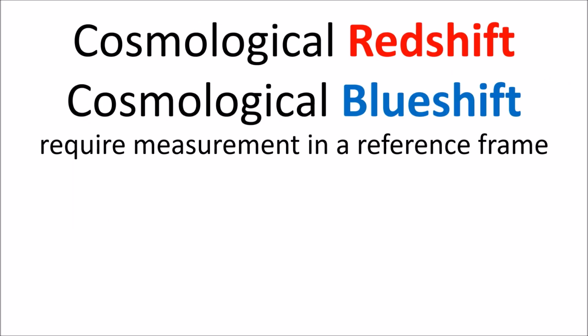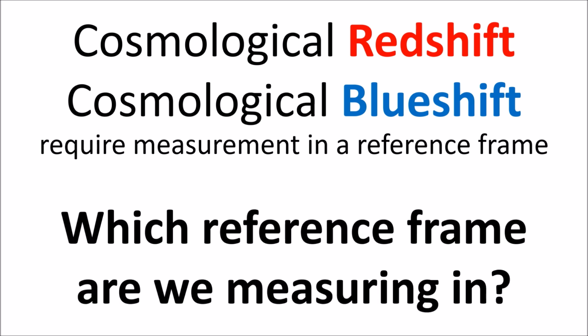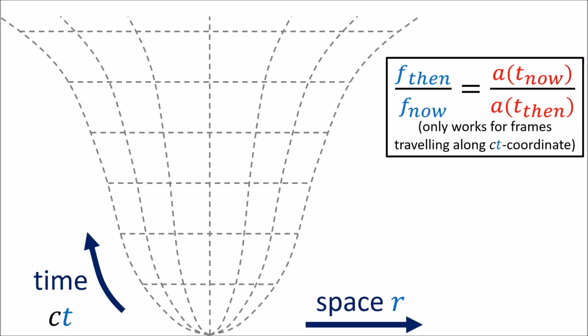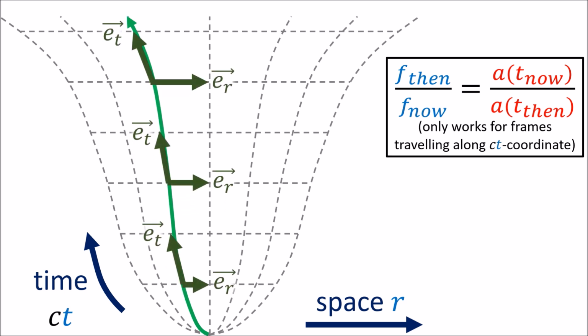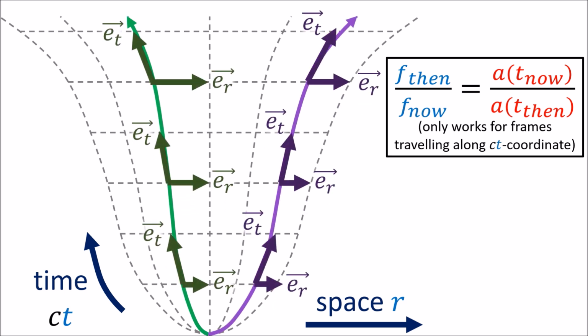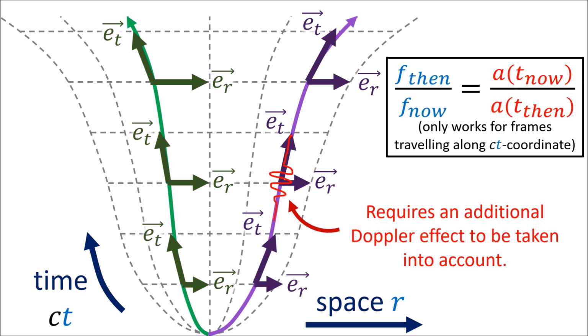So when we're talking about light redshifting or blue shifting due to the expansion of the universe, which reference frames are we measuring in? This formula only works for comoving observers that are traveling exactly on the time coordinate curves in our FLRW coordinate system. If any of these observers are wiggling back and forth relative to the comoving coordinates, we'll need to take into account an additional Doppler effect on top of cosmological redshift or blue shift when calculating our frequency shift.